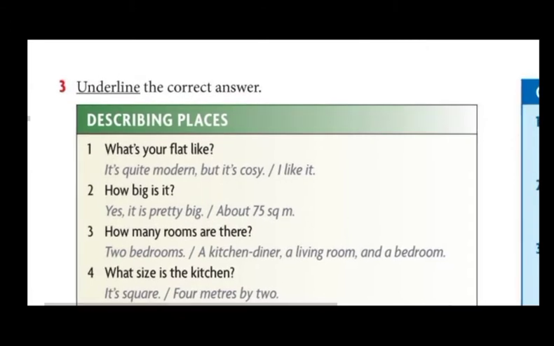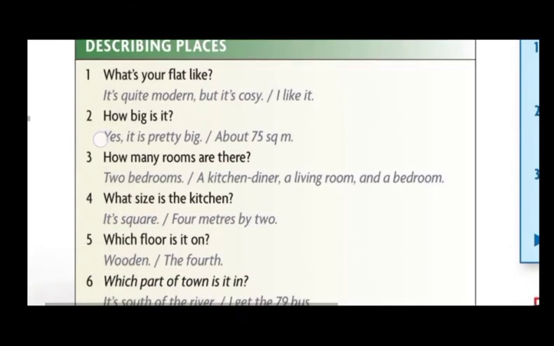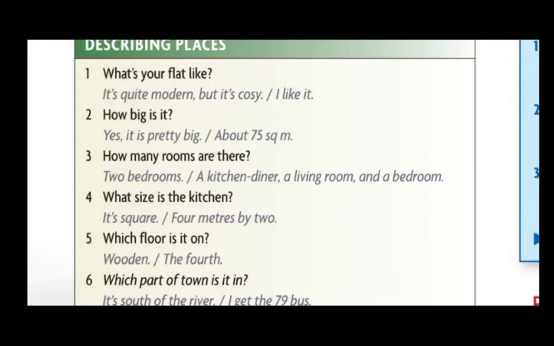Right. If we move to the next part, underline the correct answer. What's your flat like? It's quite modern, but it's cozy. I like it. How big is it? Yes, it's pretty big, about 75 square meters. Number 3, how many rooms are there? Two bedrooms, a kitchen, diner, a living room, and a bedroom. Right. Number 4, what size is the kitchen? It's square, 4 meters by 2.